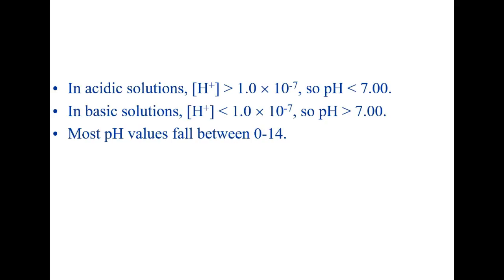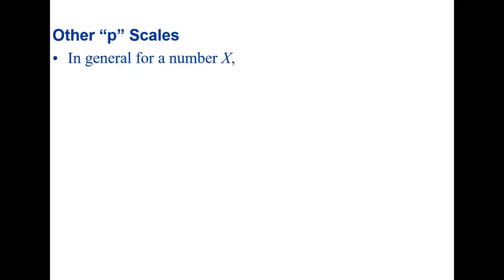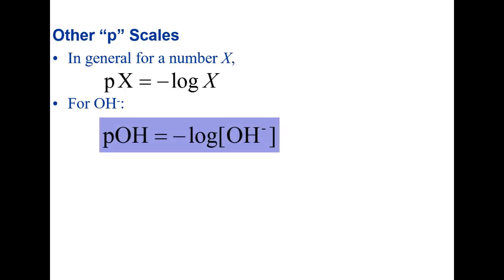Now pH is calculated by taking negative log of H plus concentration. There are other scales that look similar to pH. They also have that lowercase p, which does imply a certain type of mathematical relationship. So in general, for any number x, if you put a p in front of that x, it really means to take the negative log of that number value. So just like pH is negative log of H, if instead we are working with a base solution and we have an OH concentration, then the pOH is equal to the negative log of OH.